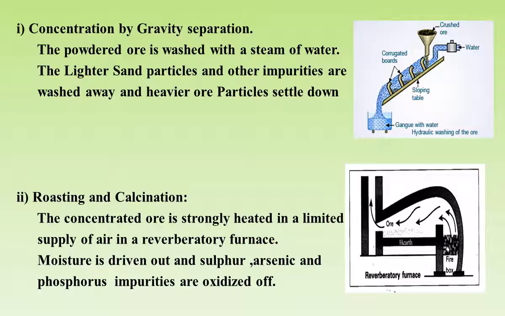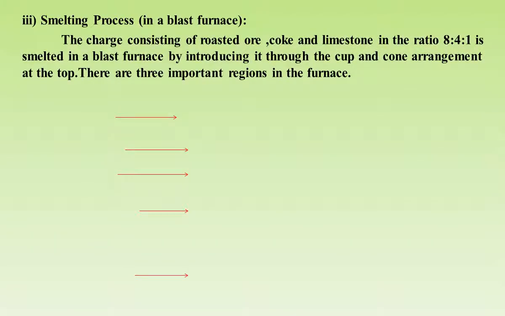Finally, the next process is smelting. The smelting process is done in a blast furnace. In this smelting process, we separate 3 regions: lower region, middle region and upper region. The charge consists of roasted ore, coke and limestone. The ore is mixed with coke and limestone in the ratio 8 is to 4 is to 1 and smelted in a blast furnace.